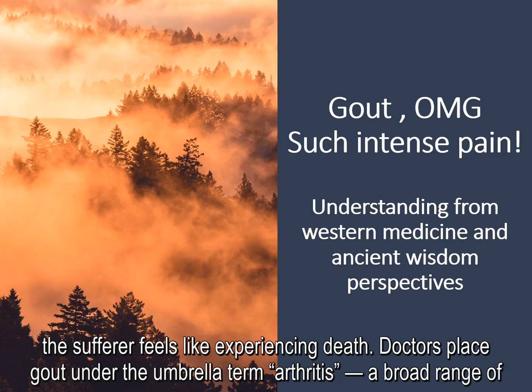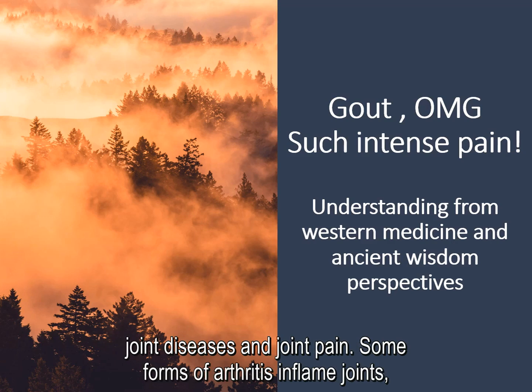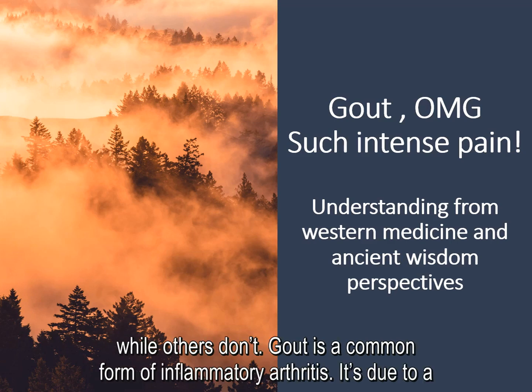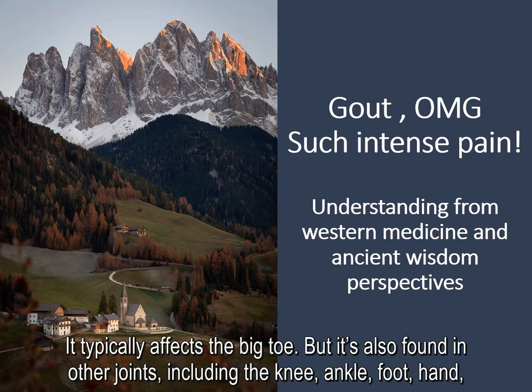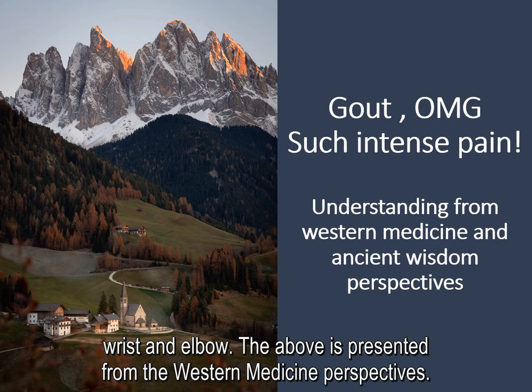Doctors place gout under the umbrella term arthritis, a broad range of joint diseases and joint pain. Some forms of arthritis inflame joints, while others don't. Gout is a common form of inflammatory arthritis. It is due to the crystal called uric acid. Gout causes pain and swelling in one or more joints. It typically affects the big toe, but it is also found in other joints, including the knee, ankle, foot, hand, wrist, and elbow. The above is presented from the Western medicine perspective.